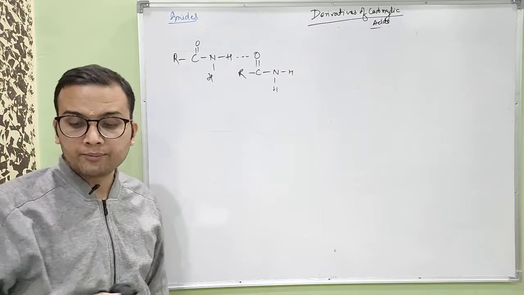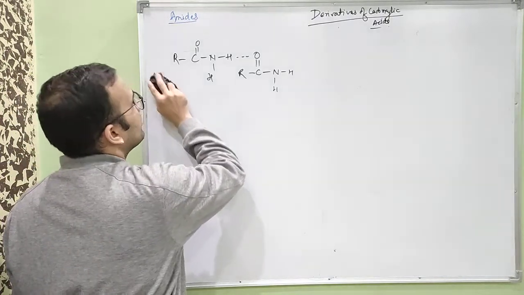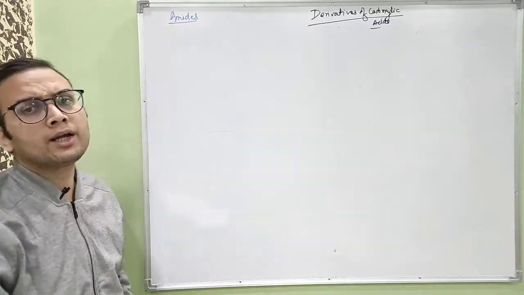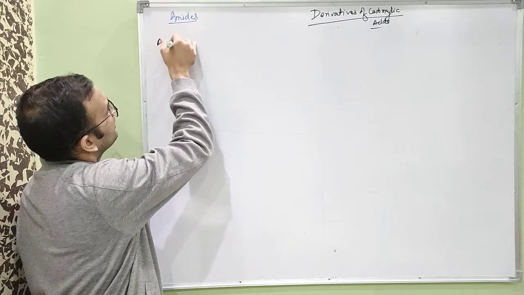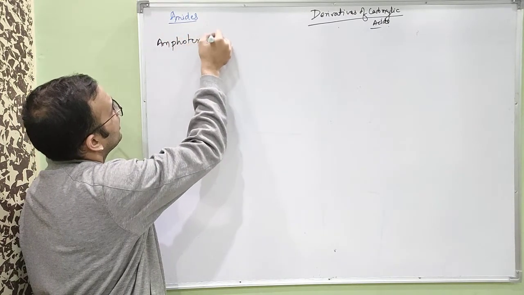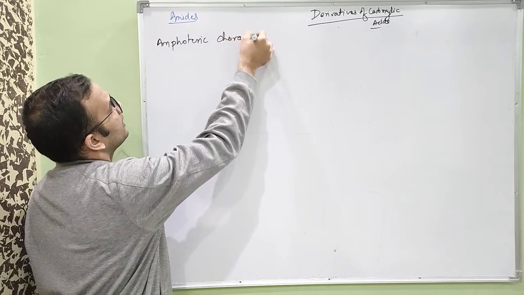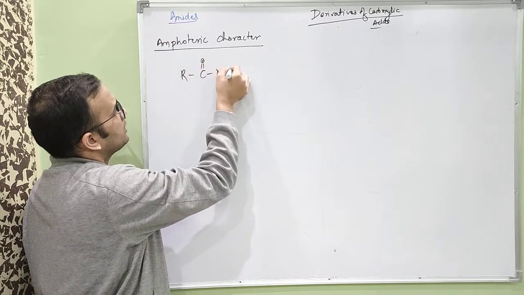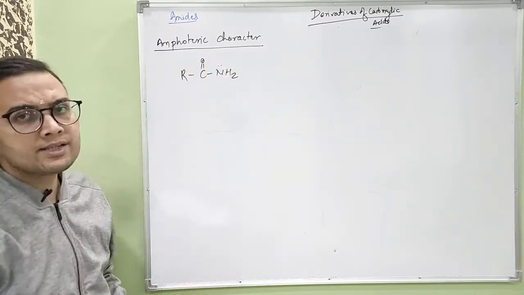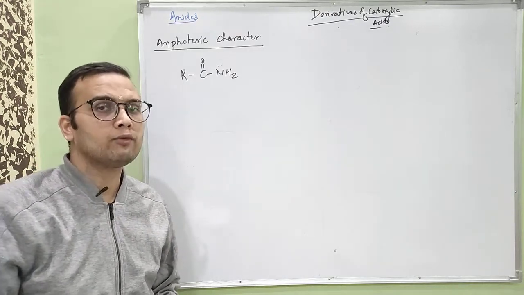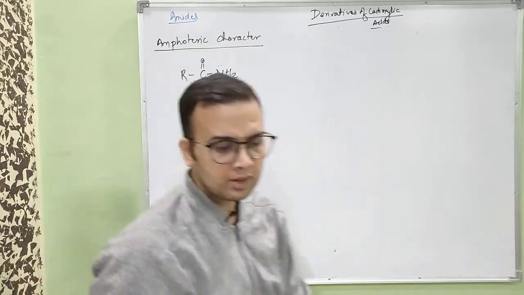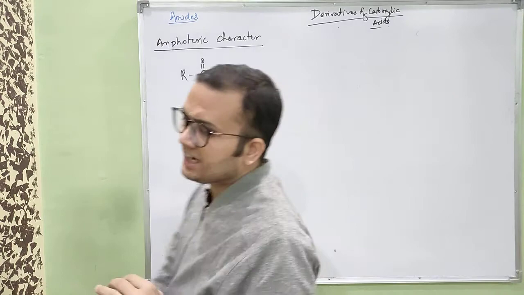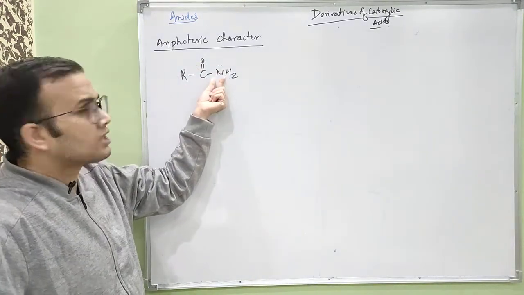Now let's take a look at the acidic property as well. Write that. Amphoteric character. So we have NH2. You will see that this N has one lone pair of electrons. Usually what happens, this one lone pair of electrons gives this certain basic character.